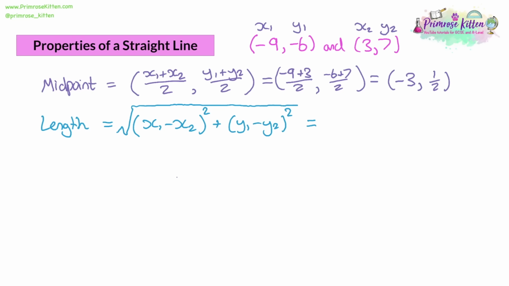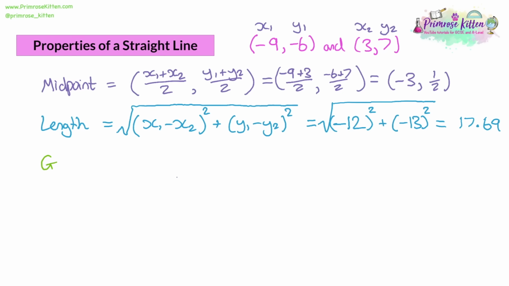So that's going to be negative 9 take away 3, which will give us negative 12. Then we've got our y's, so we've got negative 6 take away 7, which will give us negative 13. And we want the square root of the answer to that. So negative 12 squared is 144. Negative 13 squared is going to be 169. Altogether, that's 313. And the square root of 313 gives us 17.69 to 2 decimal places. So that's going to be the length of the line.